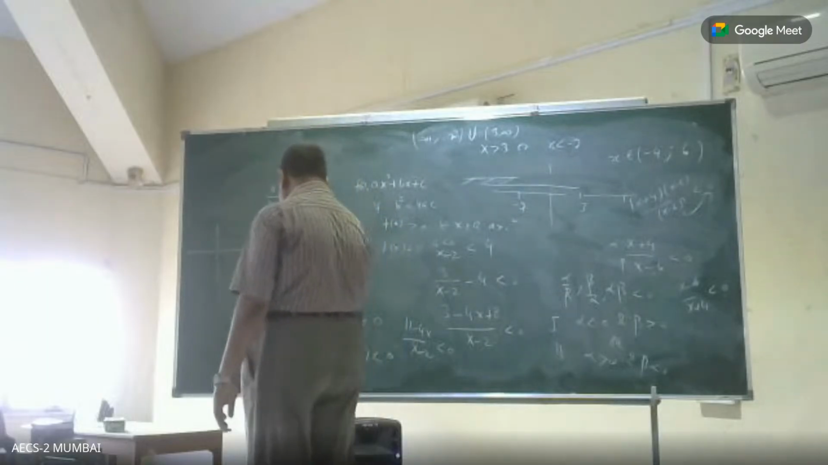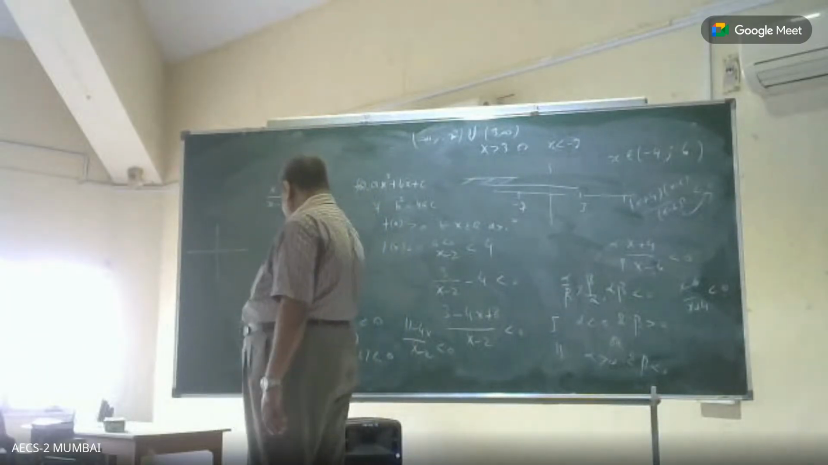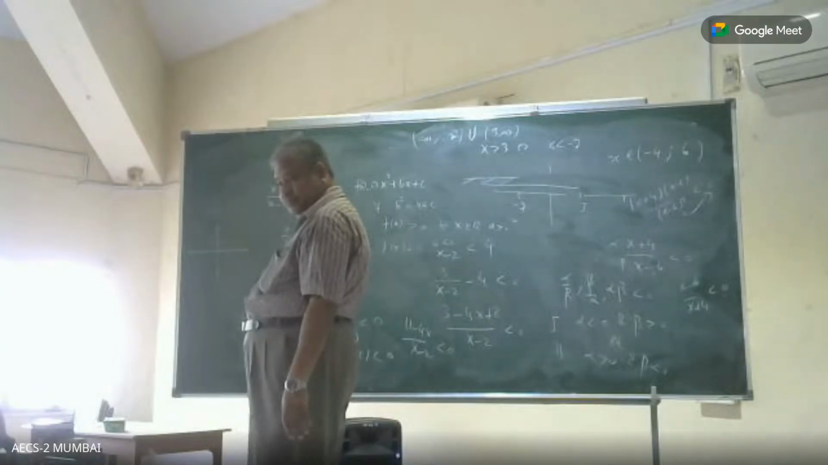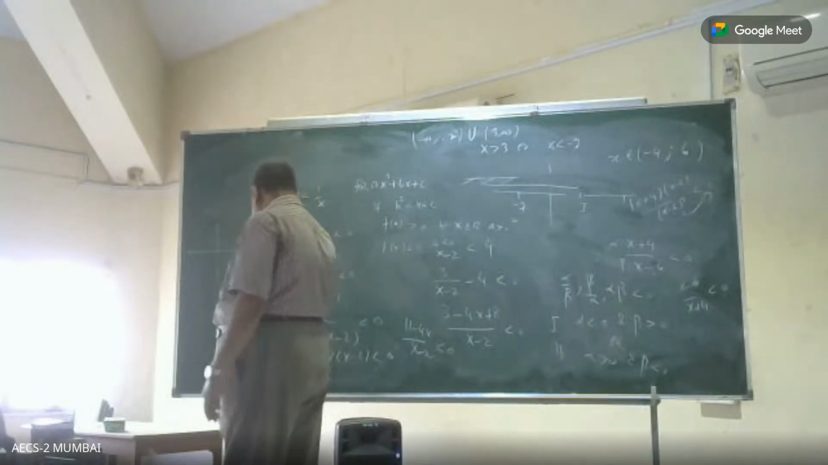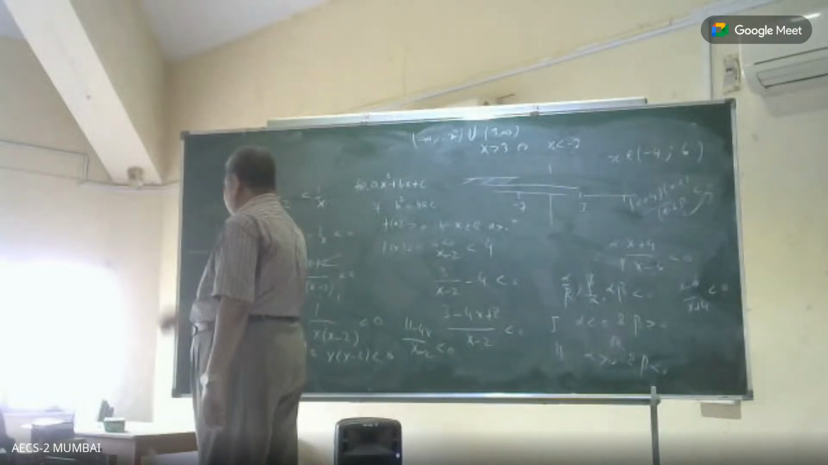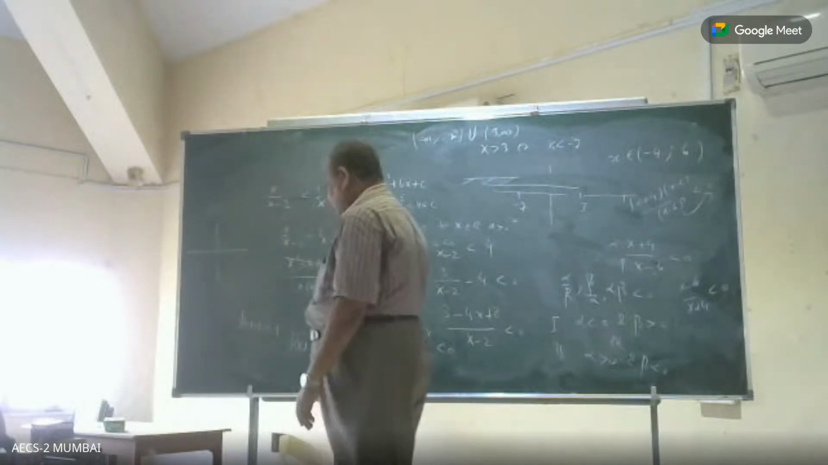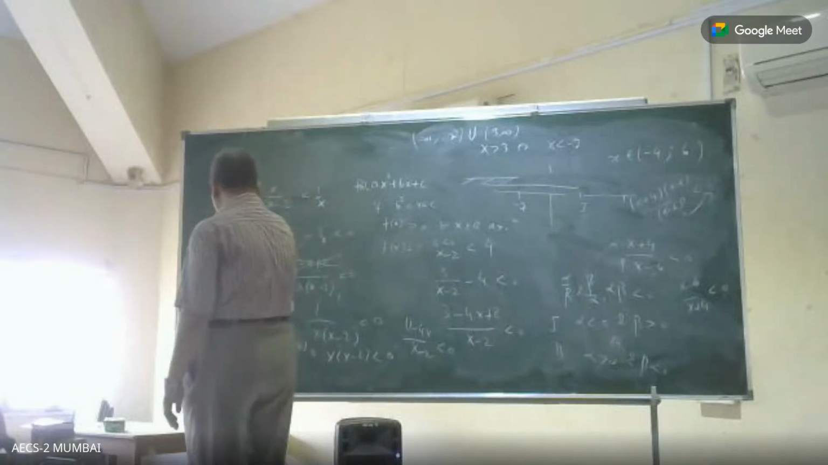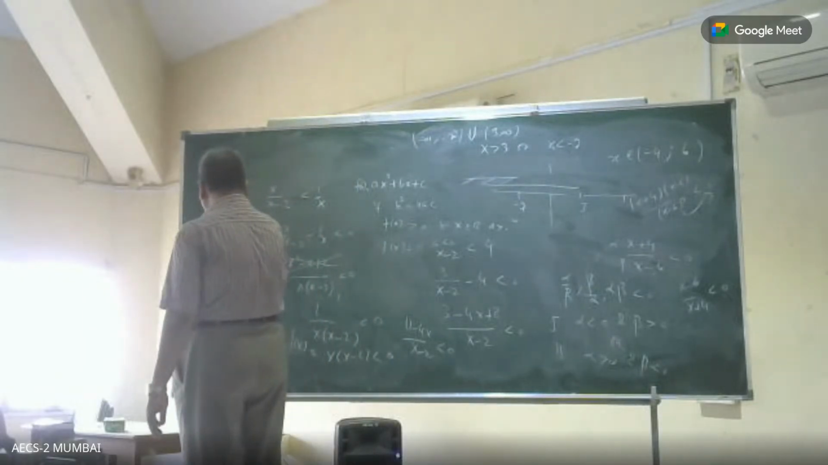Negative. Positive. Minus. F of minus 10 will be positive. So this is positive. This means this will start from the minus plus quadrant. Correct? And then put down the nodes. What are the nodes? This and this.